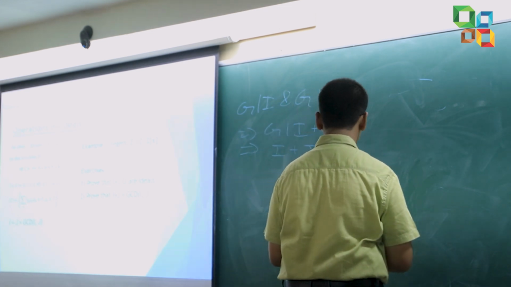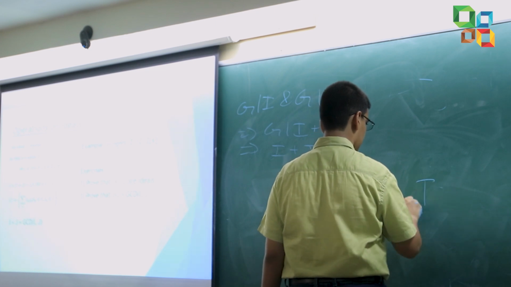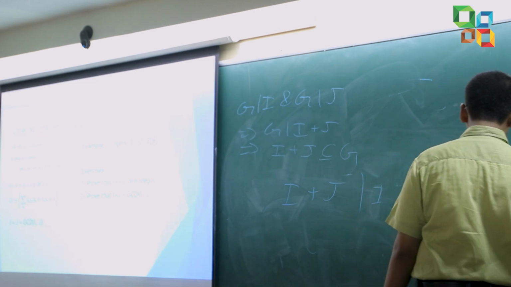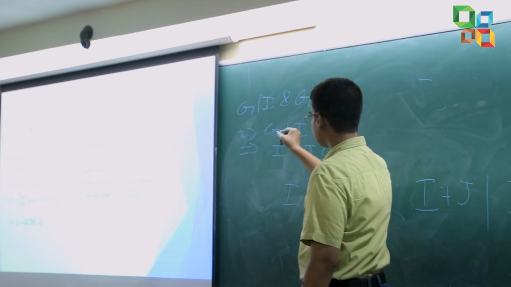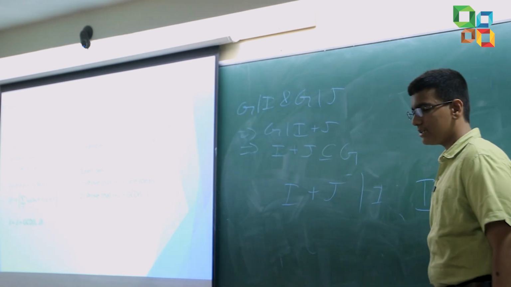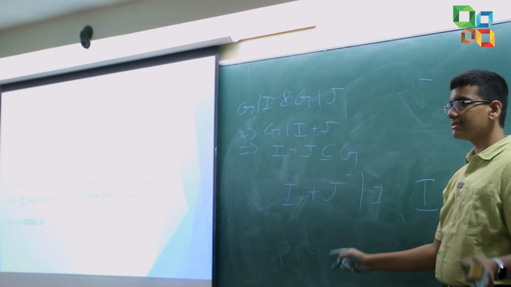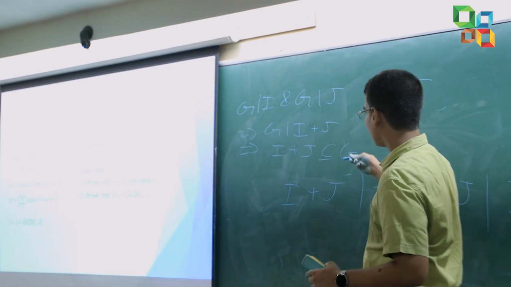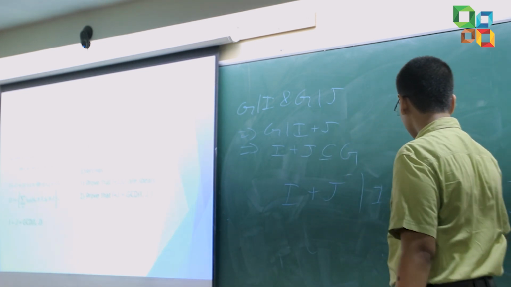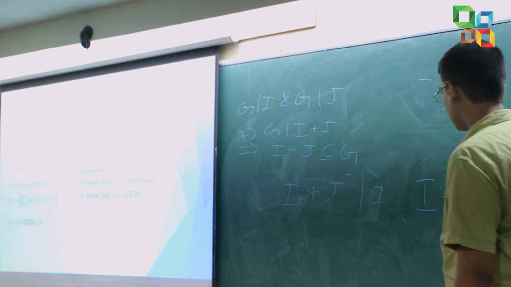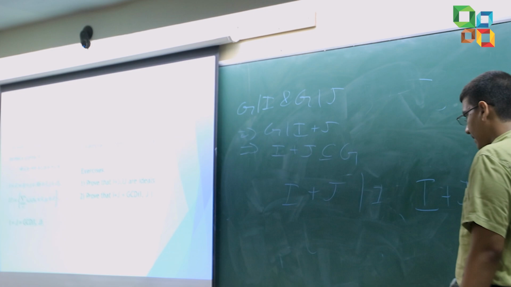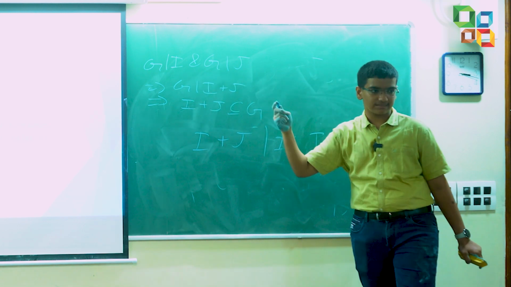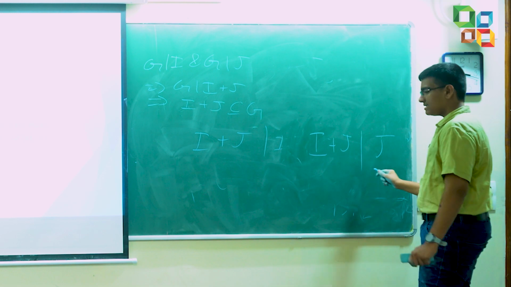Also, I plus J divides J. Now we define the GCD as G divides I and G divides J. In fact, this means it's the smallest set containing both I and J. So what does this mean? I plus J divides I and I plus J divides J. Now think about this. G is the largest ideal that divides both I and J, and this is another ideal that divides both I and J.